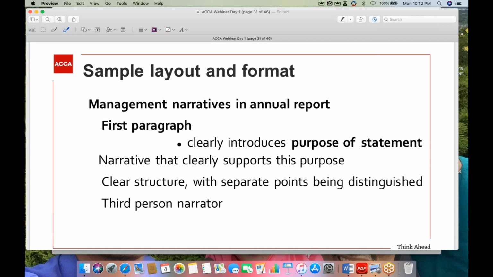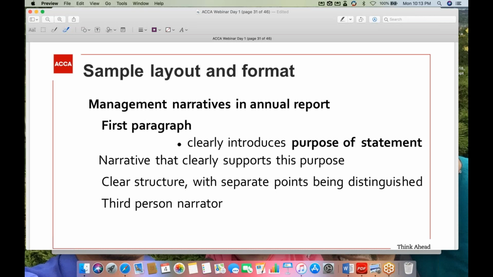And then you have to actually write narrative, sentences that clearly support that particular purpose. It has to be in a clear structure with separate points being distinguished. So this is what management narratives in an annual report is.